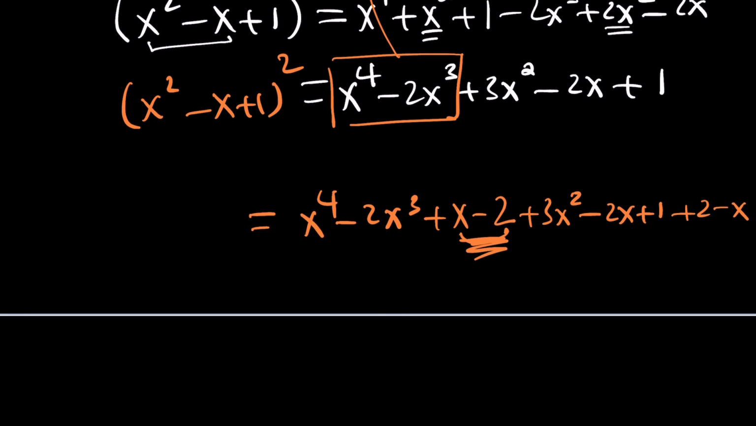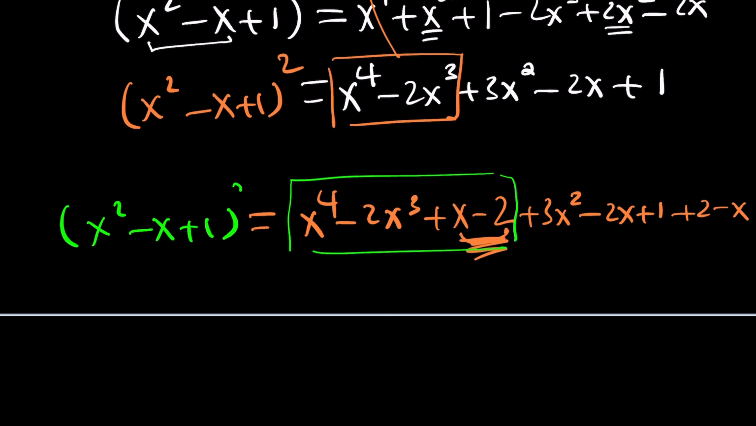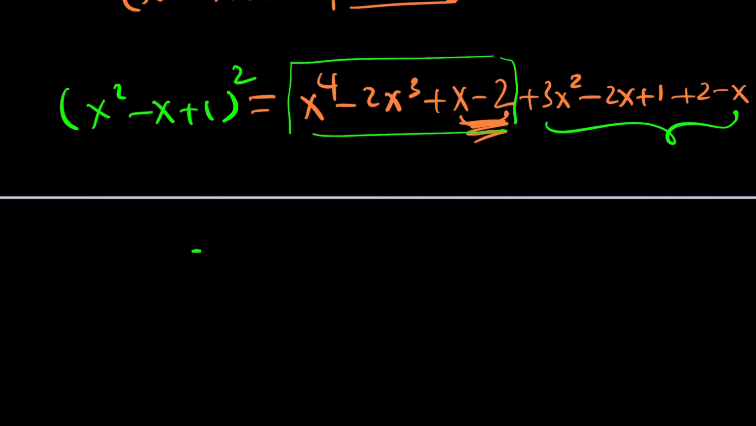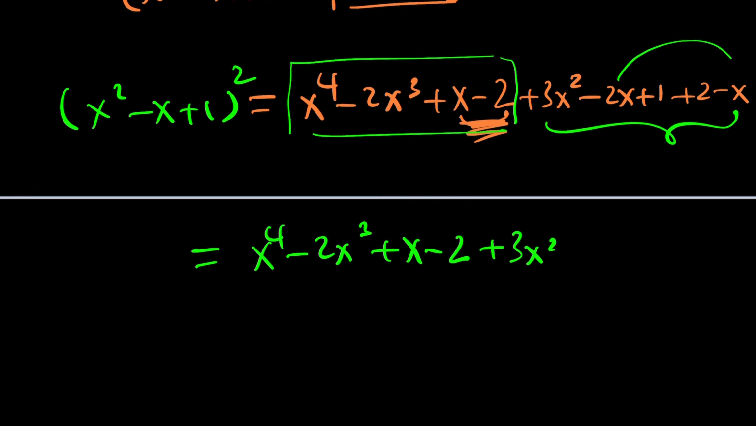Nice. Now here's the good part. This is what we have on the right-hand side. Great. We got that from the square, right? And then let's go ahead and fix this part. What does that look like to you? Let's rewrite it. We have x to the fourth minus 2x cubed plus x minus 2, and then plus 3x squared. Notice that this gives you minus 3x, and 1 plus 2 gives you a positive 3. This is again good news. You know why? Let me show you.